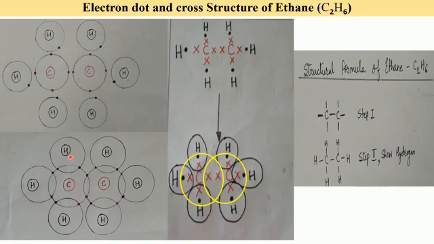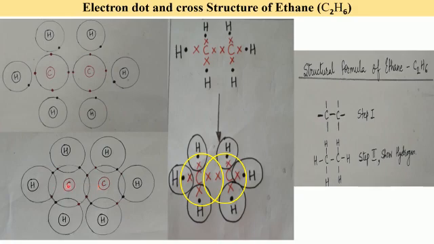Now with this, the duplets for all hydrogen have been formed. Each hydrogen now has 2 electrons in the valence shell and it has become stable. Each carbon now has 8 electrons. It has achieved the state of octet, and so it has also become stable.